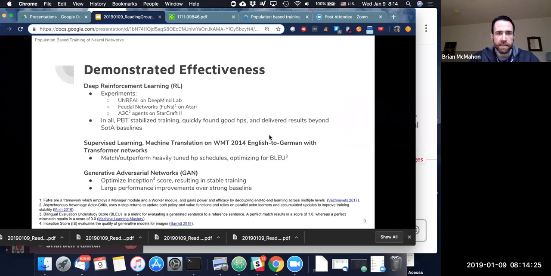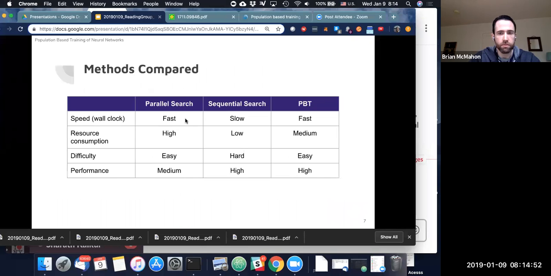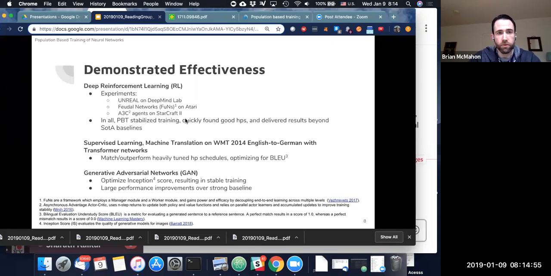DeepMind in its paper outlines a very rigorous process to experiment and better understand the promise of the PBT algorithm. They look at deep reinforcement learning, machine translation supervised learning, as well as generative adversarial networks. For instance, in deep reinforcement learning, they run experiments with Unreal on DeepMind Lab, feudal networks on Atari, which is another algorithm, and A3C, yet another algorithm, on StarCraft 2.